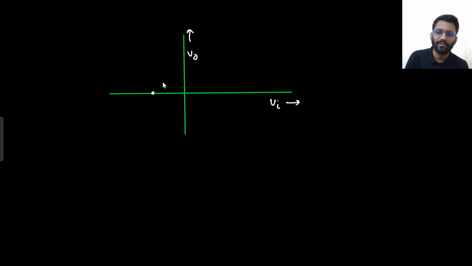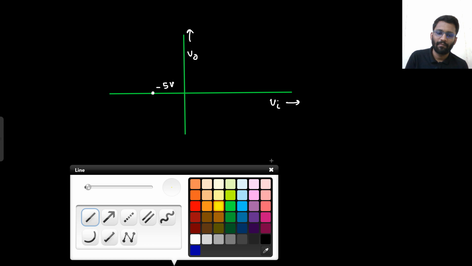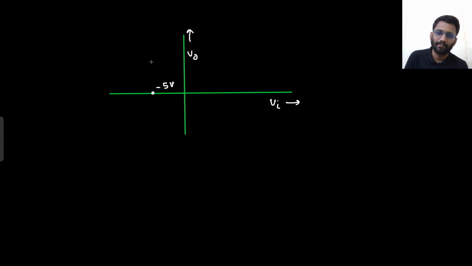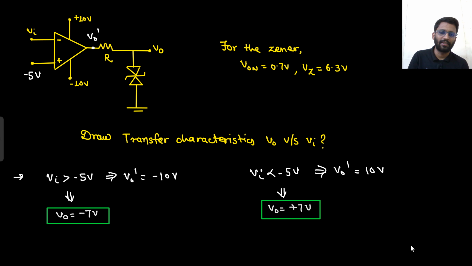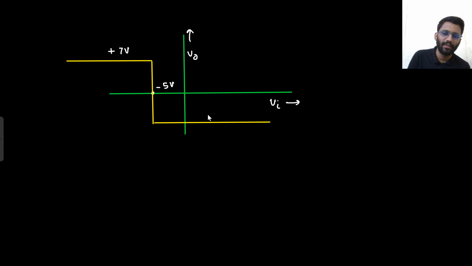Your transition point is minus 5 volt. Previously it was plus 5 volt. If your V in is less than minus 5 volt, it is plus 7 volt. And if it is greater than that, it is minus 7 volt. That's it. So this assignment we have done.